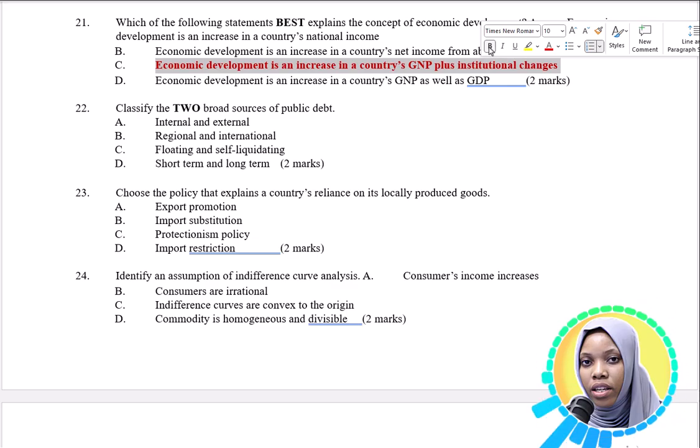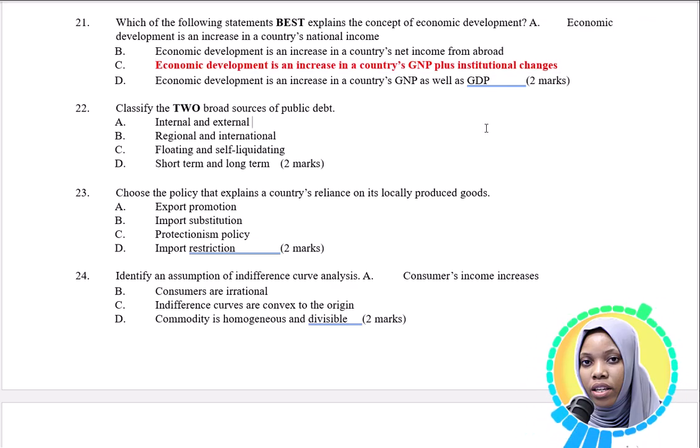Question 22. Let's move to question 22. It reads, classify the two broad sources of public debt. Choice A, internal and external. Choice B is regional and international. Choice C is floating and self-liquidating. Choice D is short-term and long-term.